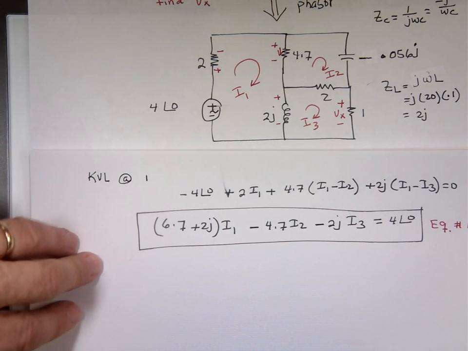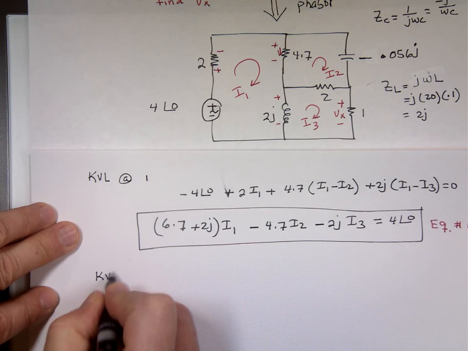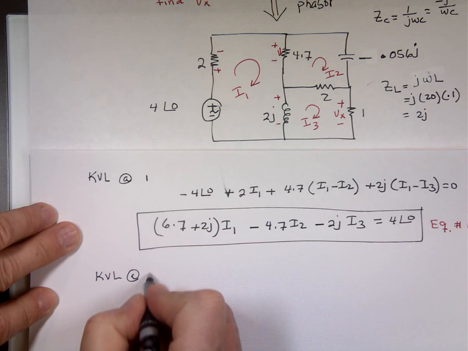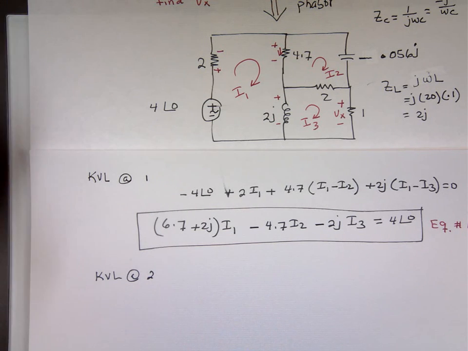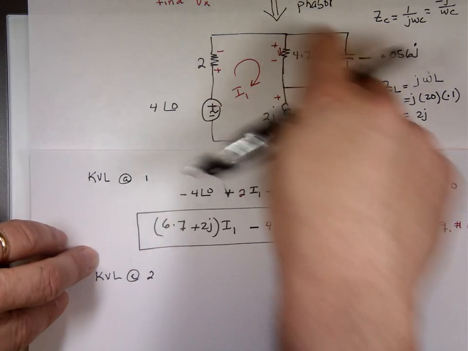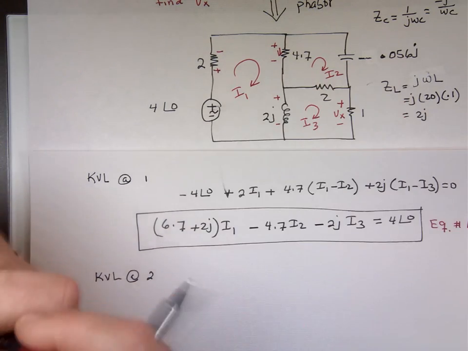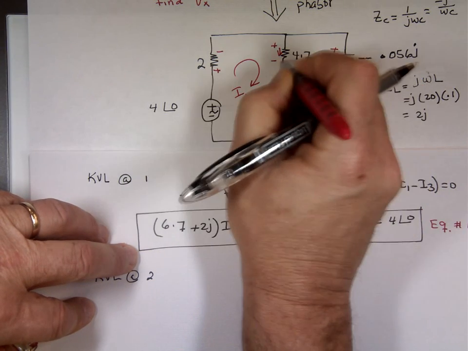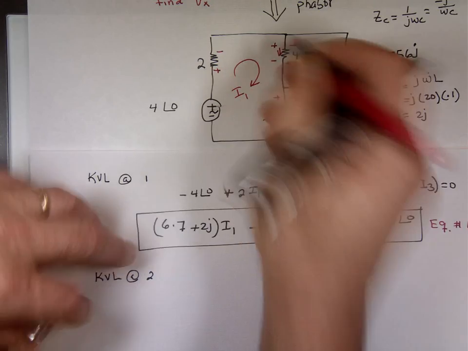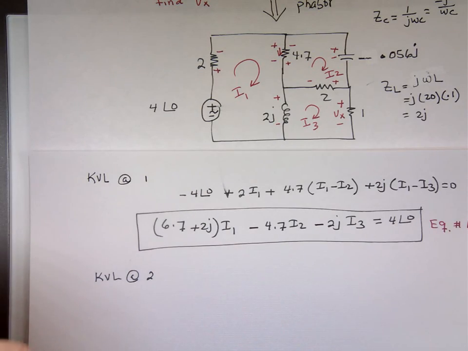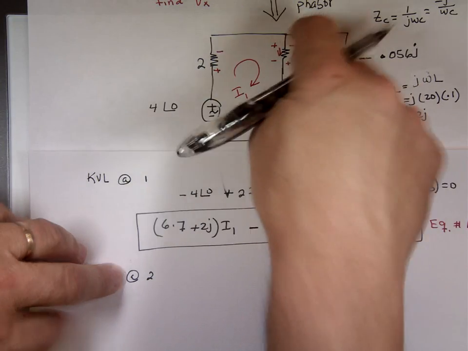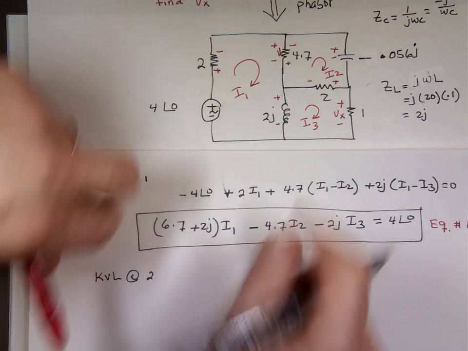Now let's do KVL at equation 2, loop 2 right here. I'm traveling this way. Again, in this branch, since I'm going to the right, I'm going to mark this plus to minus, plus to minus, plus to minus. I stopped looking at the previous one. I'm going this way. So plus to minus, plus to minus, plus to minus. I'll start with that one. I'm entering plus to minus.